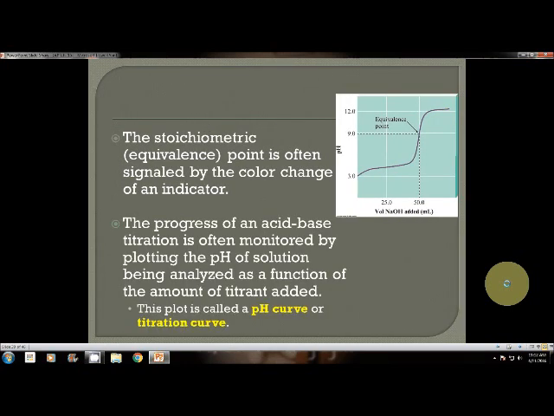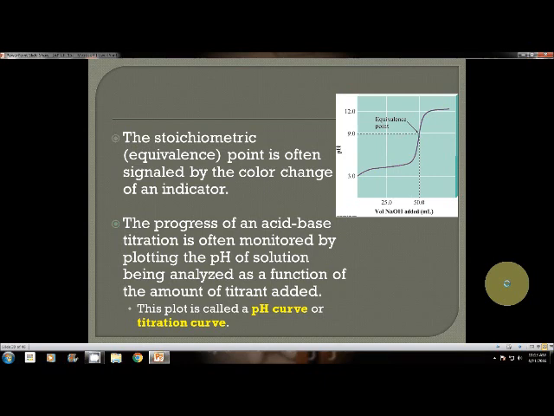We can come up with a graph of our data showing the change in the pH, if we used a pH meter, as we add the base. So the stoichiometric point, which sometimes we call the equivalence point, is often signaled by the color change of an indicator. The process of an acid-base titration is often monitored by plotting the pH versus the amount of titrant added. This plot we call a pH curve or a titration curve.